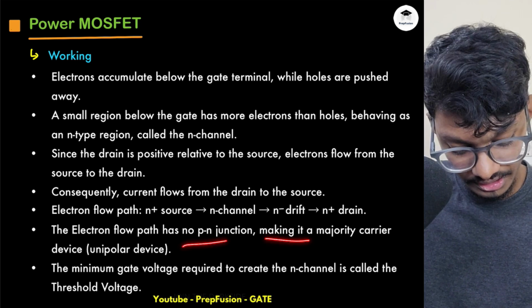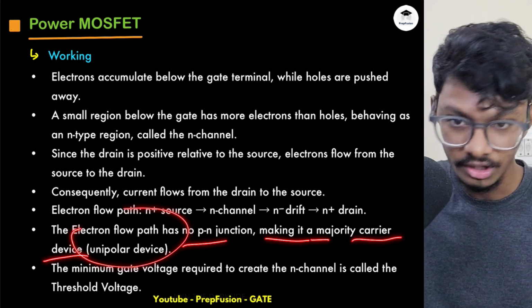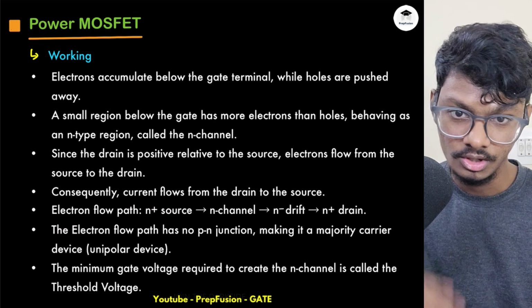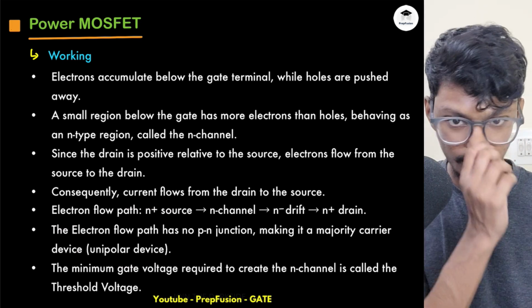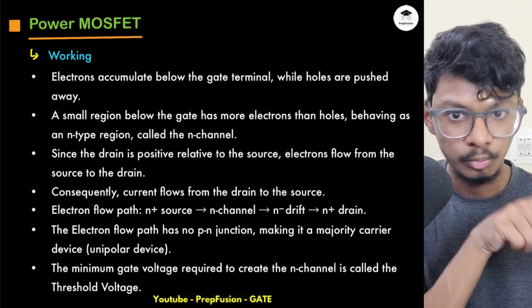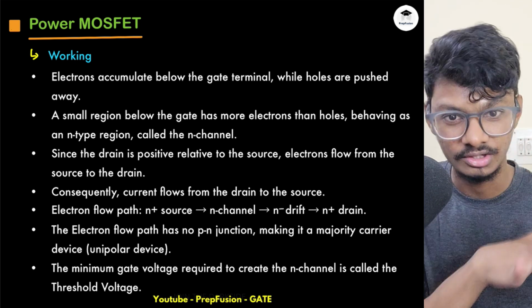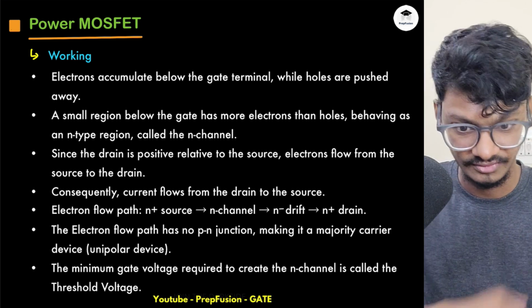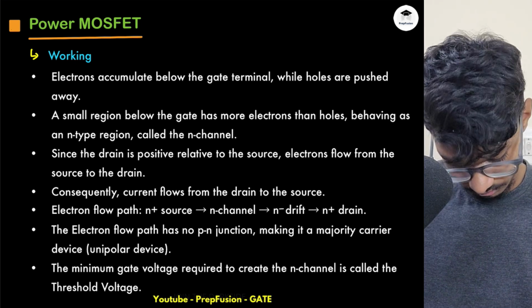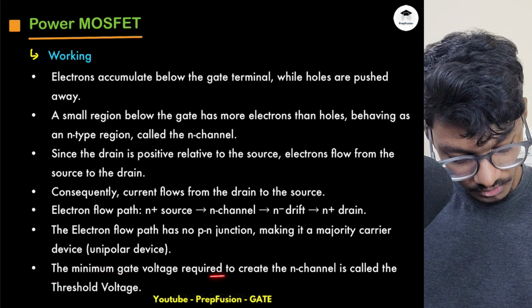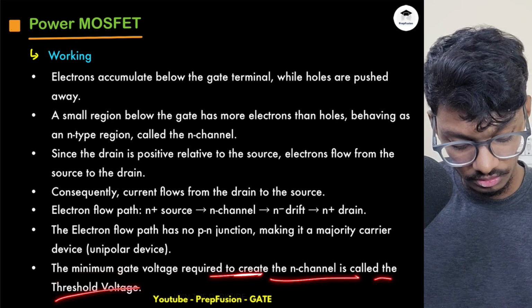It has no PN junction, making it a majority carrier device, also known as a unipolar device because only one type of charge is flowing. Also, we can only block one polarity of voltage, forward voltage. For reverse voltage, we can only block a very minimal amount, which we ignore, due to the body diode, it conducts in the reverse direction. The minimum gate voltage required to create the N channel is called the threshold voltage.